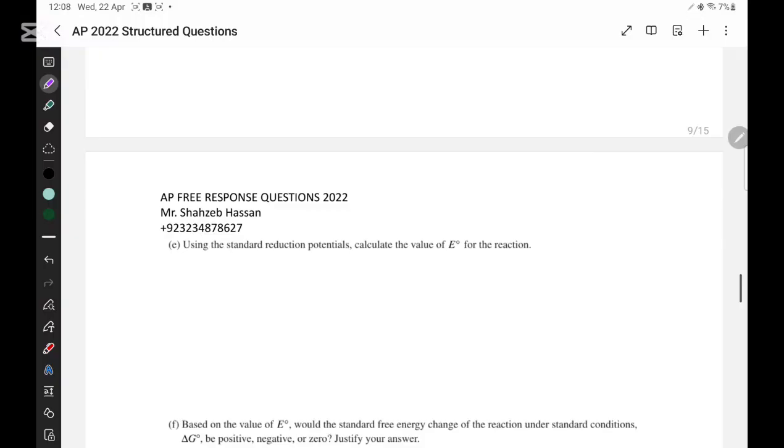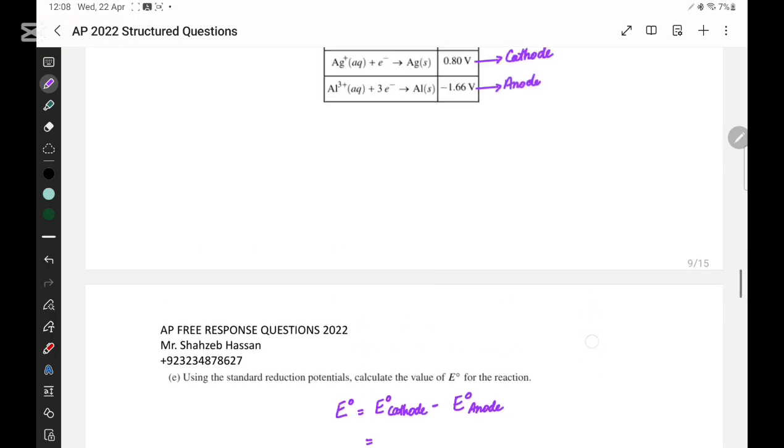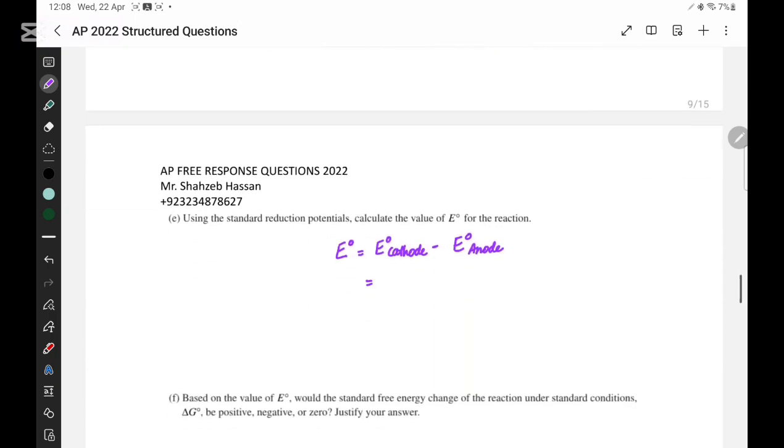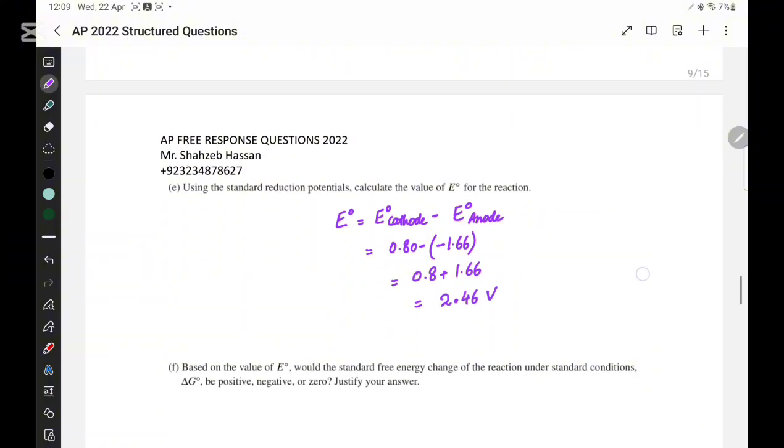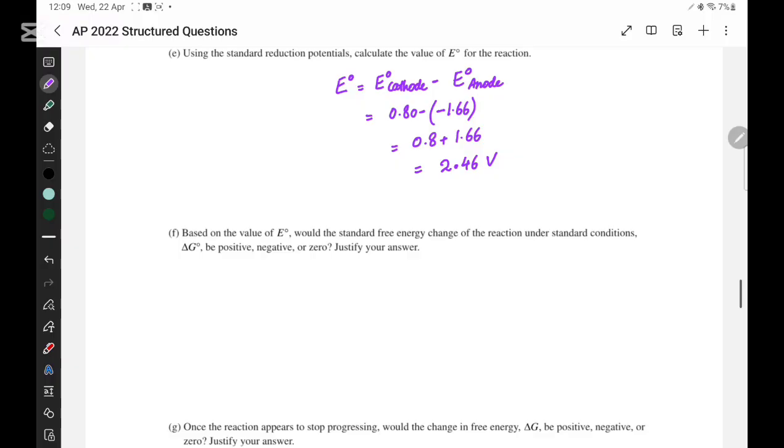So they want us to find out the value of E naught. E naught is equal to E naught of cathode minus E naught of anode. So E naught of cathode is 0.80, minus anode is minus 1.66, and that comes out to be 0.8 plus 1.66, and that is going to be 2.46 volts.